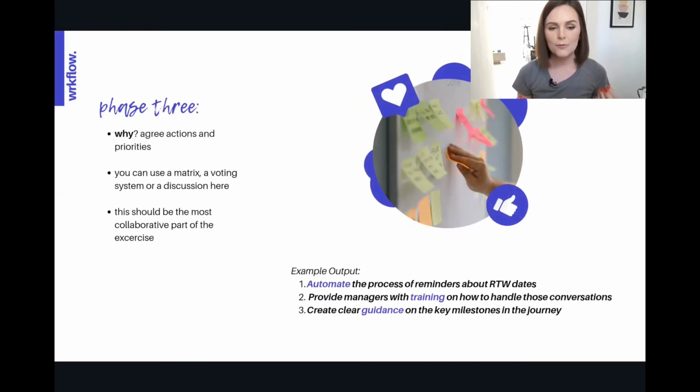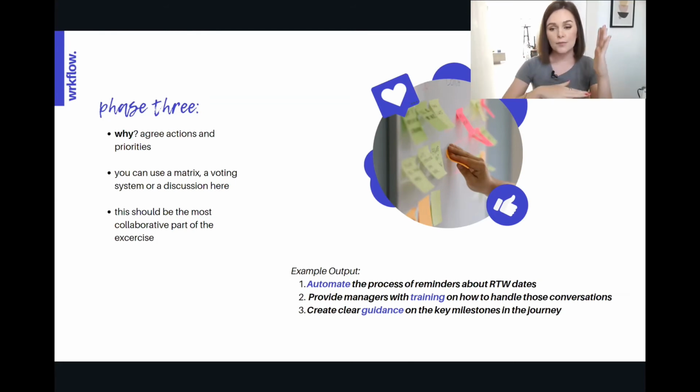So we want to do this to agree actions and priorities. So this could be done using either a matrix or again, a voting solution. So you've come up with your potential solutions. Now you want to work as a group to agree what are the actions and what are the priorities. So how are we going to prioritize the solutions we've come up with? And then how do we take those forward?